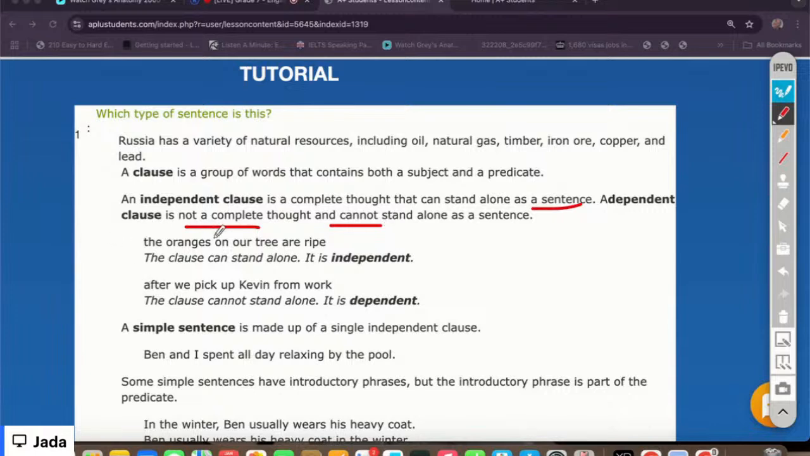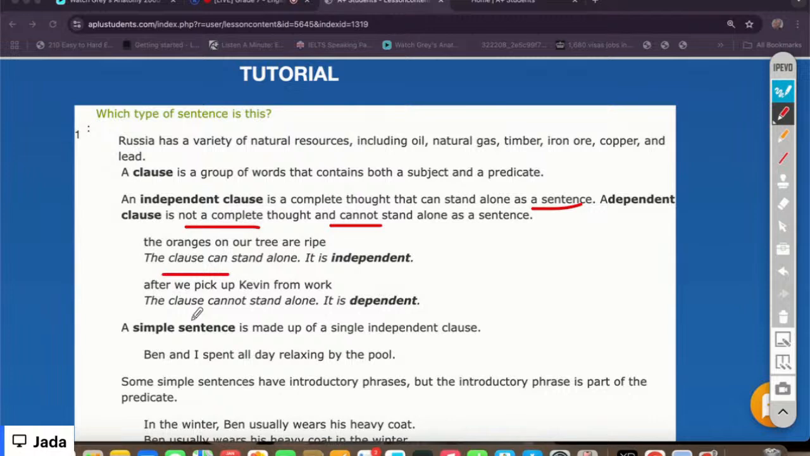So we have, the oranges on our tree are ripe. This clause can stand alone. So it is what? Independent. All right. And then we have, after we pick up Kelvin from work. The clause cannot stand alone. It is dependent. Okay, so you see that it's a dependent clause.